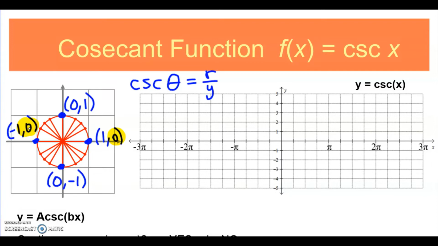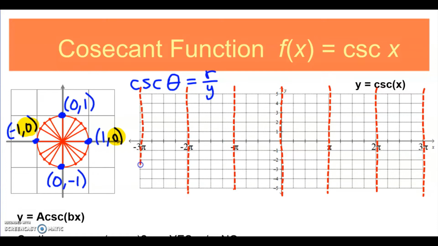So if you look at those angles of 0 and pi, there's going to be an asymptote at 0 and at pi, because there's a 0 on the bottom of a fraction, so you're going to be undefined there. So if you continue around the circle, you're going to have an asymptote at 2 pi, keep going, 3 pi, and so on and so on and so on. Going backwards, we'd have one at negative pi, negative 2 pi, negative 3 pi.